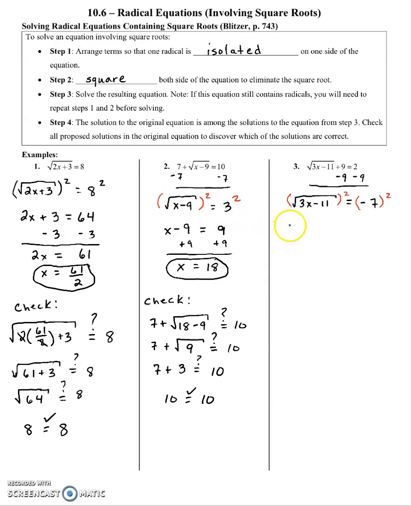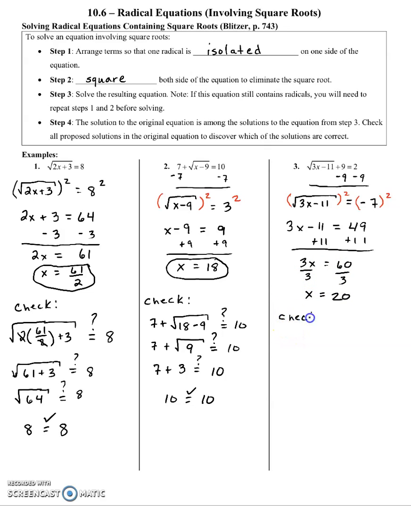And doing that gives us 3x minus 11 equals 49. So add 11 to both sides. We get 3x equals 60. And divide both sides by 3. We get x equals 20. Now let's check and make sure that 20 is indeed a solution.